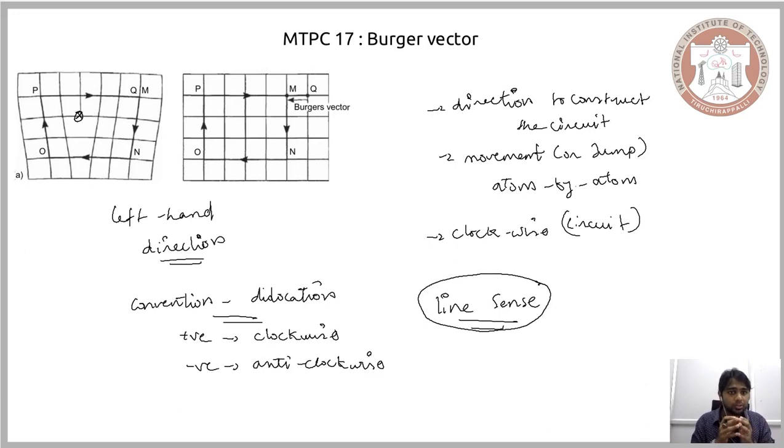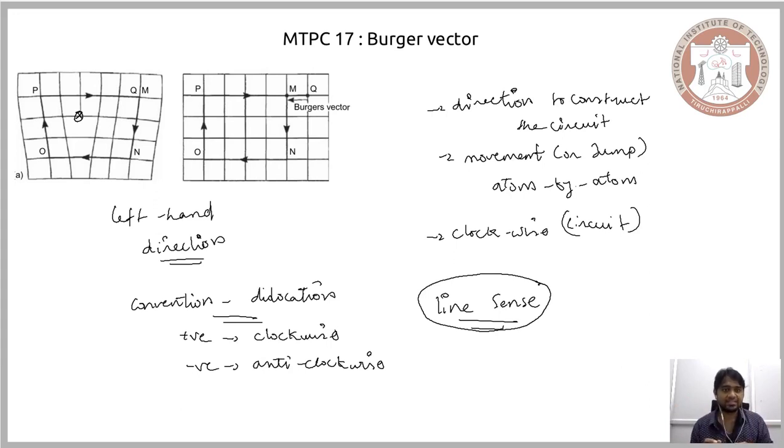For that, you need to be sure that, according to this convention, when you consider a material with numerous dislocations, this line sense should be fixed initially. Once you fix this line sense, that is, for the positive dislocation we will be proceeding along the clockwise direction, then according to this convention, wherever you find a negative dislocation, you would be proceeding along the anti-clockwise direction in order to construct the Burgers vector.